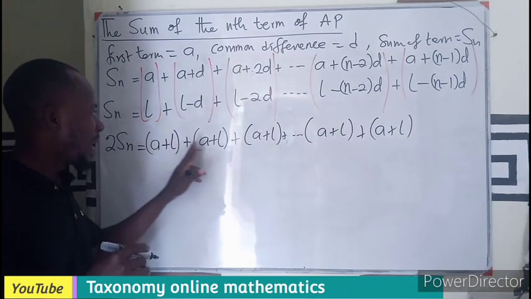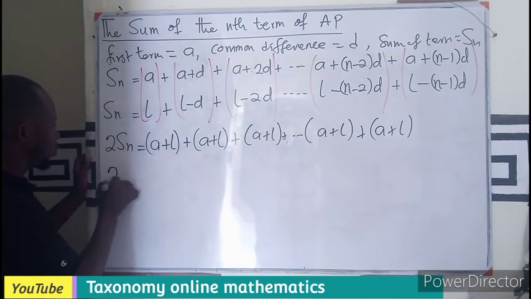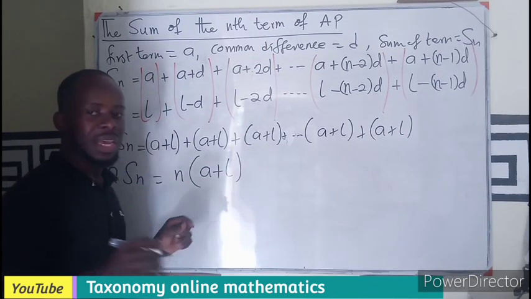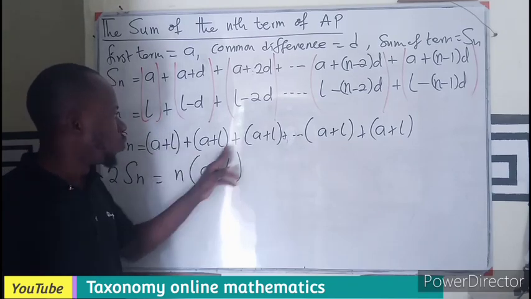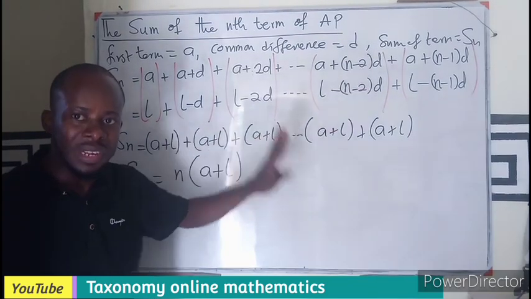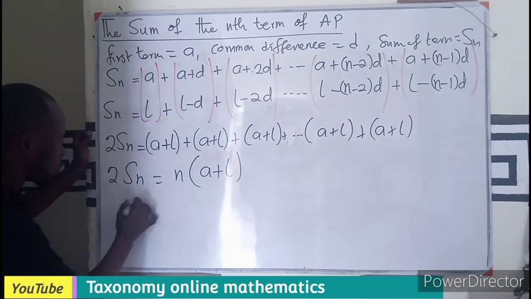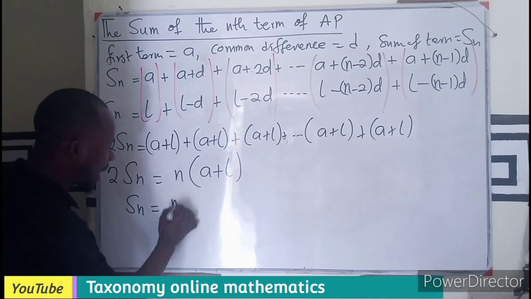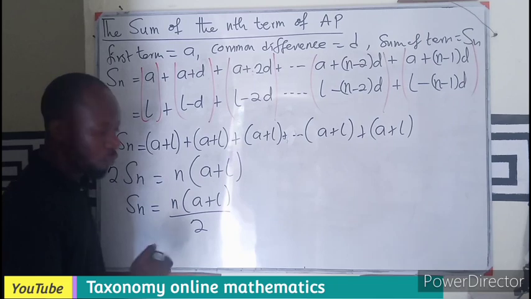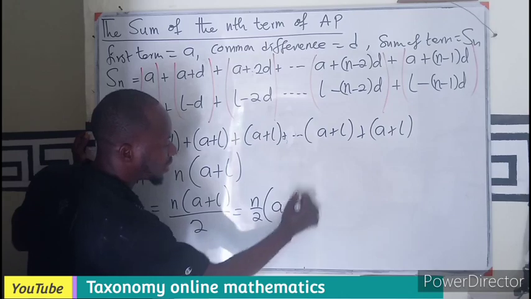As we can see, A plus L, meaning there are n number of A plus L. So this gives us 2Sn equals to n multiplying what? A plus L. Don't forget, it is not only 1, 2, 3, 4, 5. There are other terms missing. So there are n number of terms present. So if that is the case, we are looking for Sn. So we divide through by 2. So Sn is going to be n, A plus L, all over what? 2. Which can really be written as what? N over 2, A plus L.